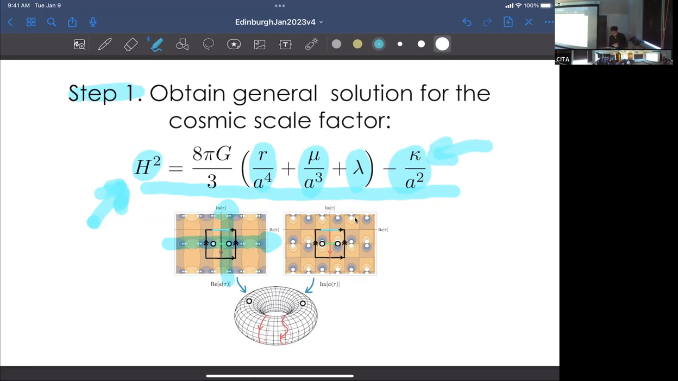But another way to say that is that really the solution, instead of living over the complex plane, you can just consider one of those tiles, and the top of the tile is really glued to the bottom of the tile, and the left of the tile is really glued to the right of the tile. And so it's really saying that this solution for the scale factor lives on the torus, the donut that you get by identifying the sides in that way.